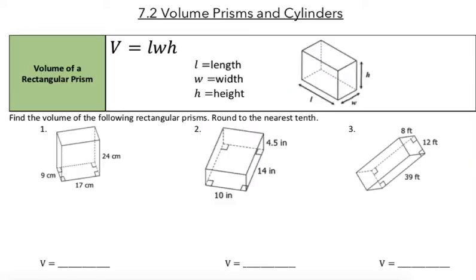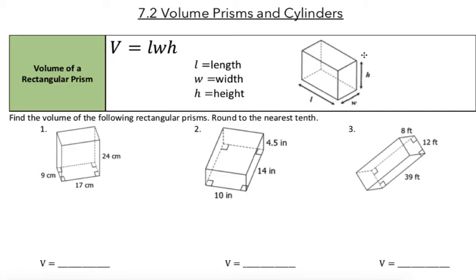On the first one, we're looking at the volume of a rectangular prism. In this case, I think that you might have some previous knowledge about that. The volume formula for any rectangular prism is length times width times height, and it doesn't matter the order of the multiplication.